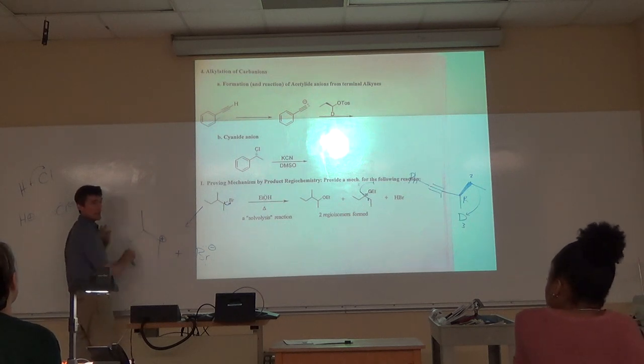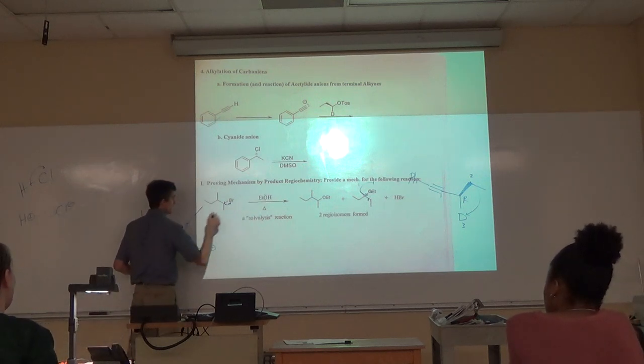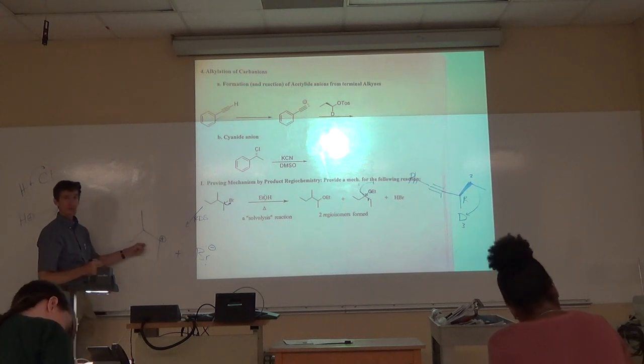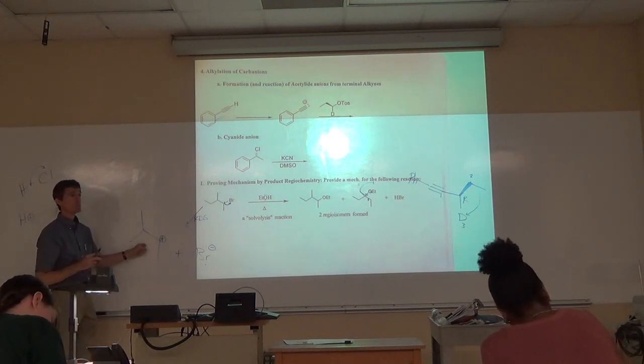Well, how do you get the first product? What would happen next? Now the nucleophile. See, this is your rate determining step, typically, of an SN1, formation of the carbocation. We've said all this before. I'm repeating everything.